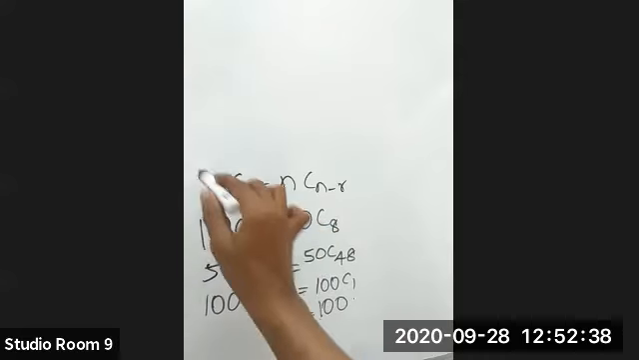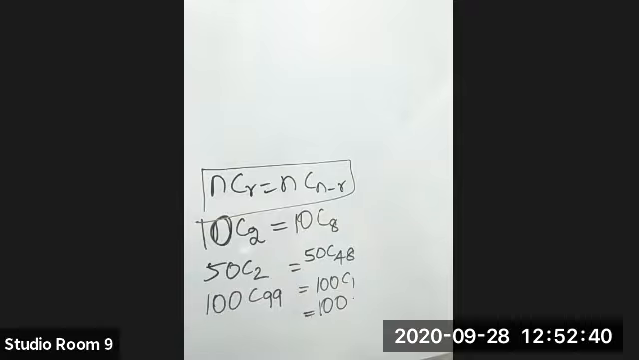Okay, so this is an important result we use. NCR is equal to NCN minus R. When the numbers become big, like 100C99, whenever the number R becomes big, we can use this property and change it to a smaller one. 100C99 you can write as 100C1. Whenever R becomes large, we can use this property. NCN minus R is the same as NCR, and we can evaluate.